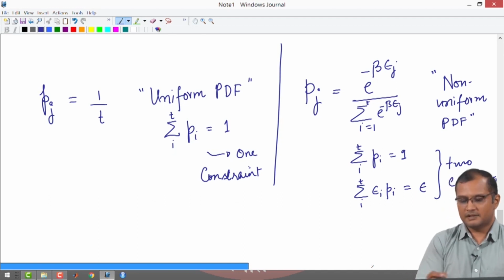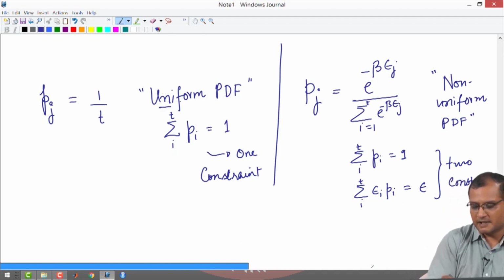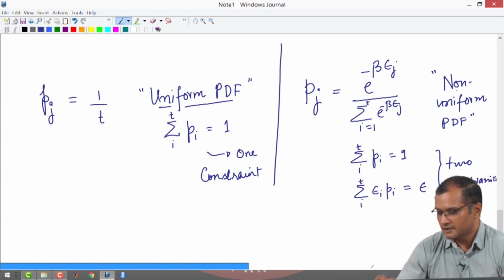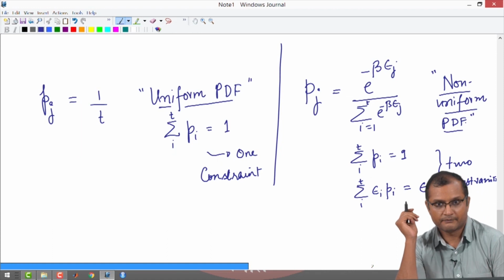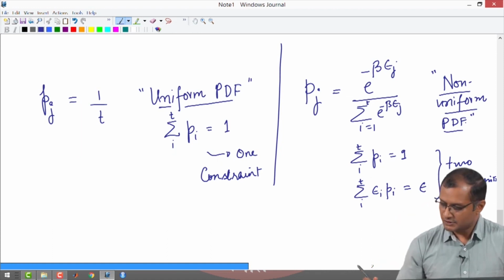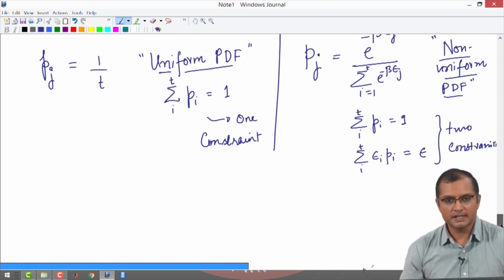Okay. And these constraints basically manifest in the type of PDFs that we obtain. Okay. So, that is the end of discrete probabilities.